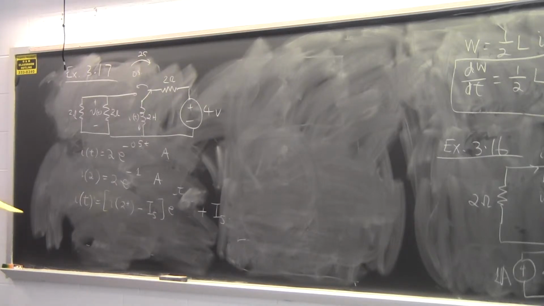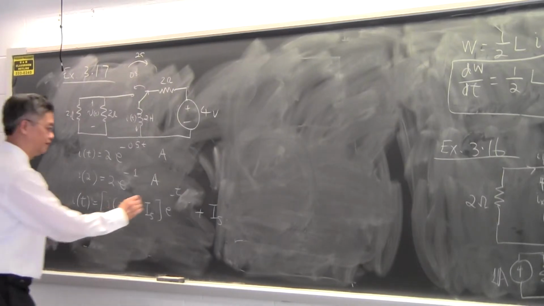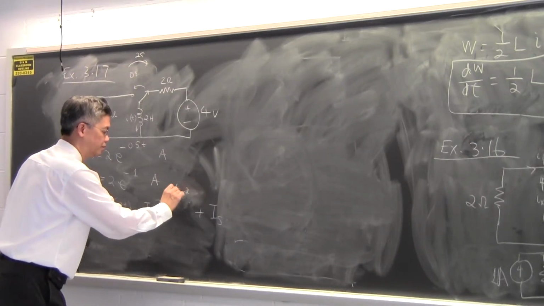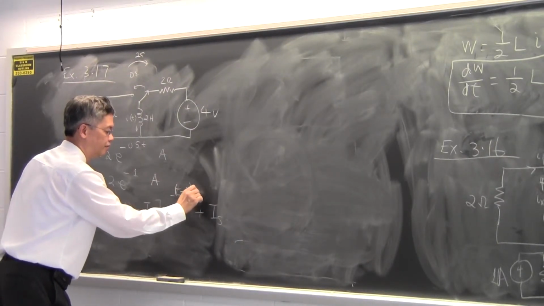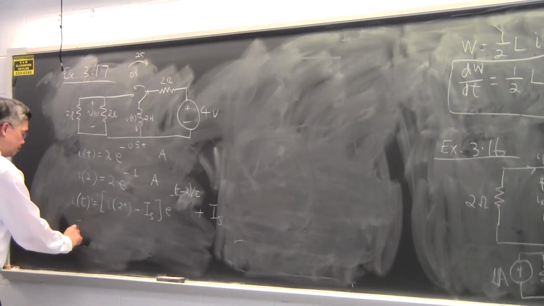So without even finding the Norton equivalent, you can figure out that IS should be 2 amperes without having to do the work. Okay, because you know that the current asymptotes to 2. I forgot the fact that this should be t minus 2 over tau, because I shift everything to the right by 2 seconds. So I should actually replace that. So IS is equal to 2 amperes.